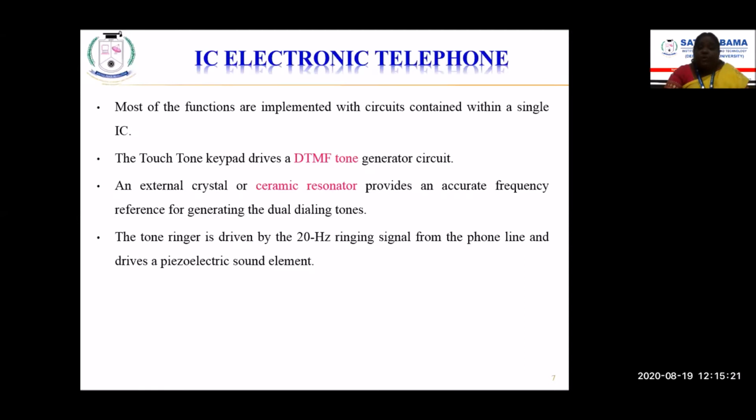That oscillator is a ceramic resonator that generates the corresponding frequency of signals, and thereby identifies the number being dialed. The tone ringer is driven by a 20 Hertz ringing signal from the telephone line, that is, from the central office, and that drives the piezoelectric sound elements. Yesterday we learned about a ringer instrument that produced the ringing sound. But in this electronic telephone, the piezoelectric sound element produces the ringing sound whenever a call is received from the telephone office.